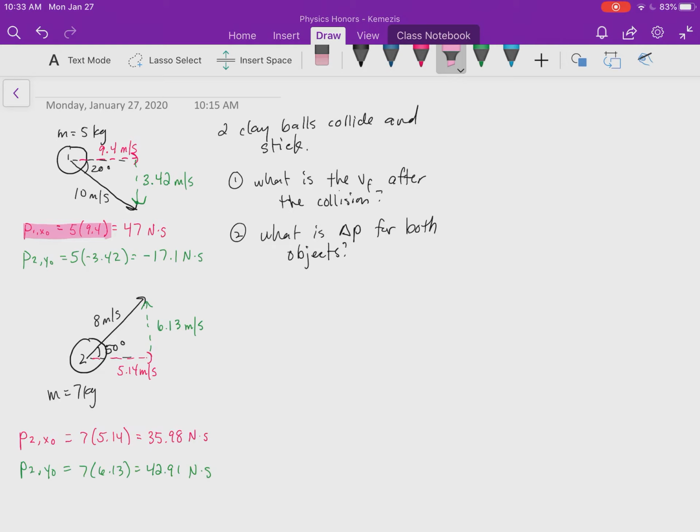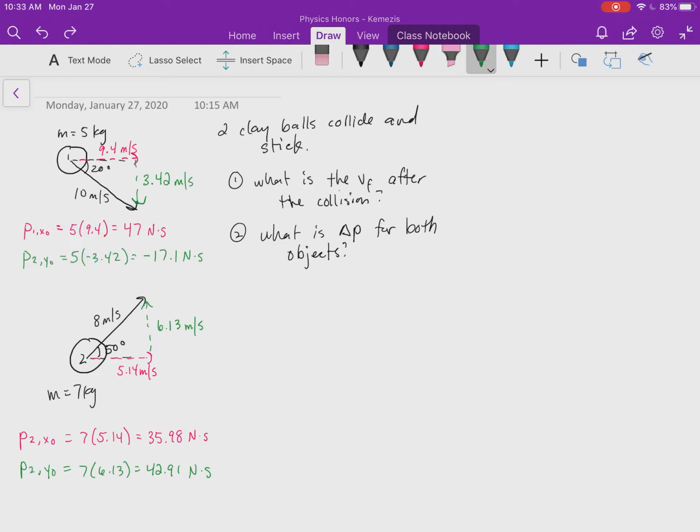The momentum of this first object in the x direction before the collision is its mass times velocity, right? So there's a difference between momentum and change of momentum. Right now I'm just calculating the momentum. So before this collision, we have a momentum in the x direction of the first object of 47 Newton seconds, right? 5 times 9.4. Again, this is the x direction, so the mass times the x velocity. I did the same thing for the y here.